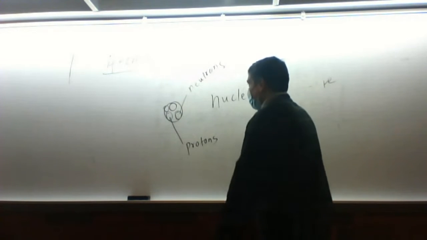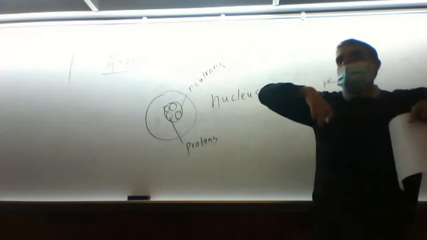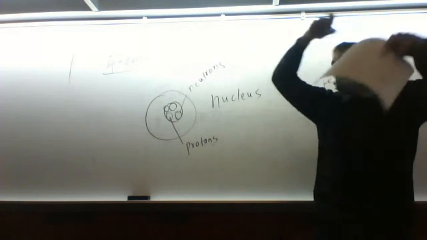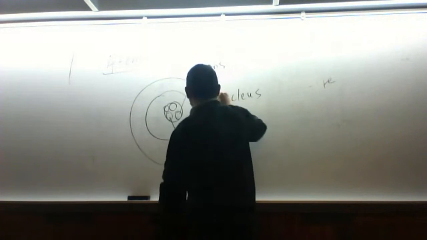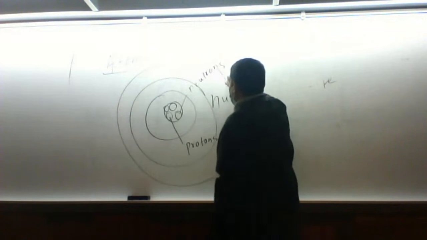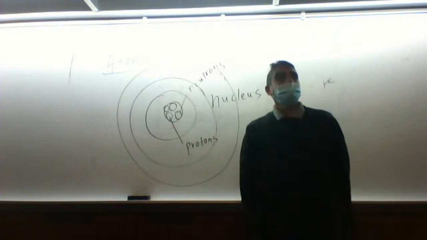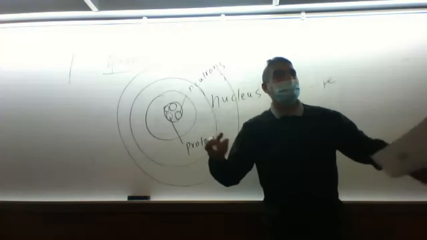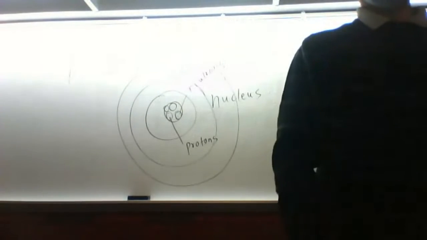And outside this nucleus, there are certain orbits, like spaces. So this is one orbit, this is another orbit, this is another orbit, like this. And in these orbits, electrons are revolving. Just like the moon is rotating around the earth, the electron is rotating around the nucleus.